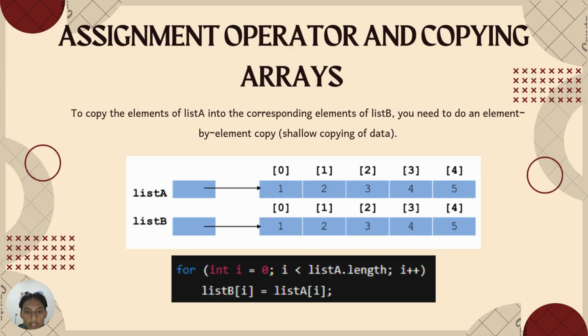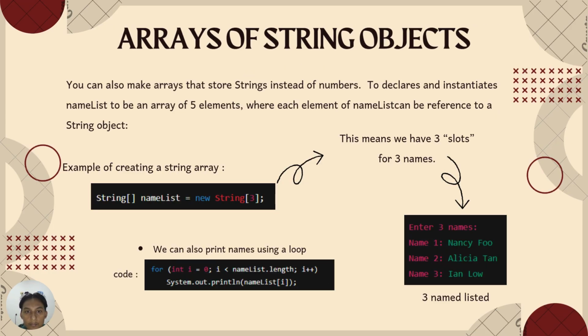On this page, I put an example where list A has its own elements, and list B has its own elements. The example code is: for (int i = 0; i < listA.length; i++) listB[i] = listA[i]; So the next page is array of string objects.